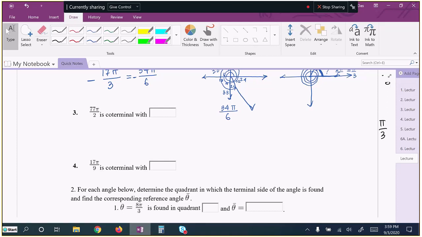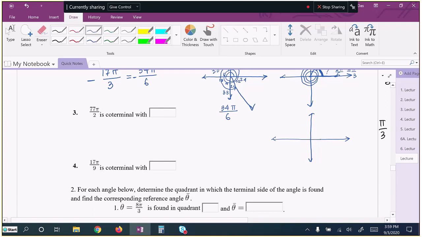All right, so let's start with our next problem. This problem is actually in the positive direction, and it is 77 pi over 2. So this is a very nice problem. It's going to teach us something very fun.